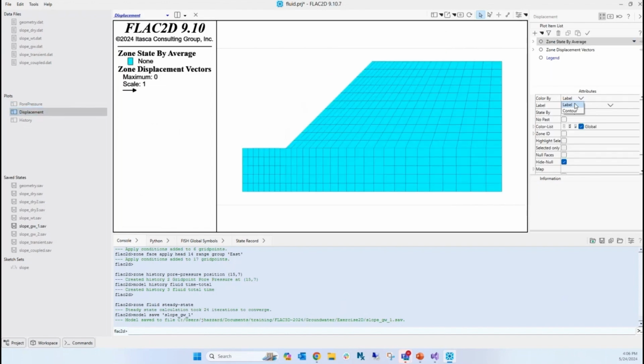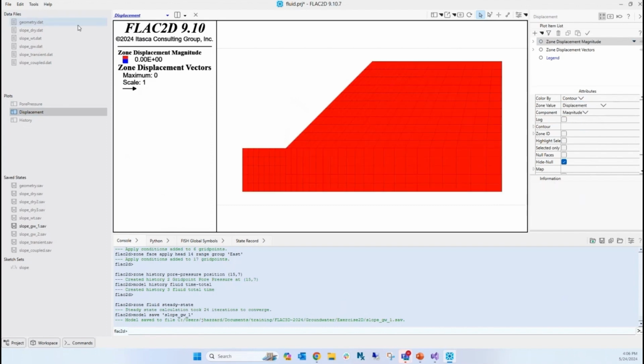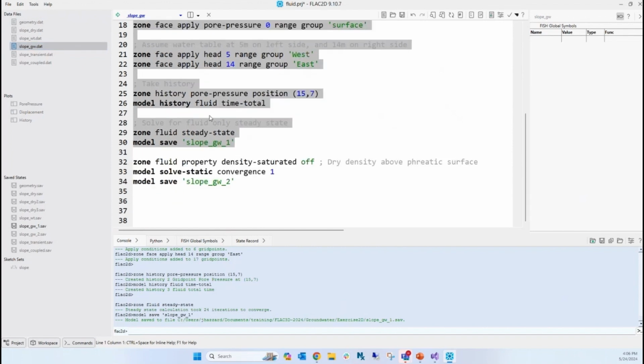Well, let's change this back to displacement. We haven't done that part yet. I'll go back to my file. Now I want to do the mechanical part. Zone fluid property density saturated off.